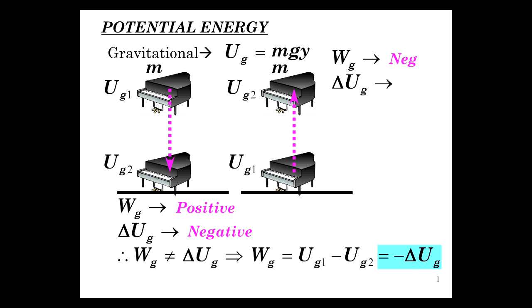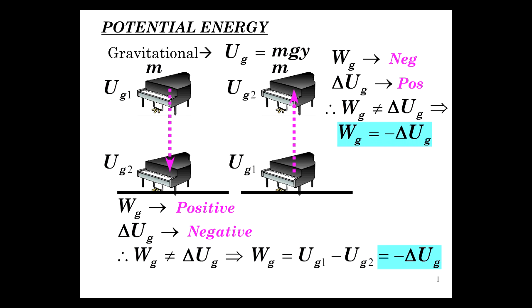And the change in gravitational potential energy, well, let's see, it went from a lower value to a higher value. So that's a positive change. Work done by gravity, again, logically is not the change in U sub g, but the negative change in U sub g.